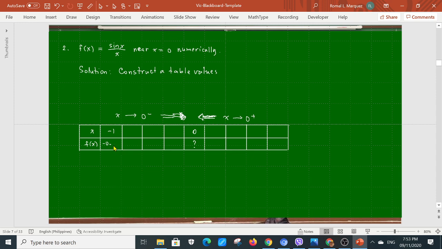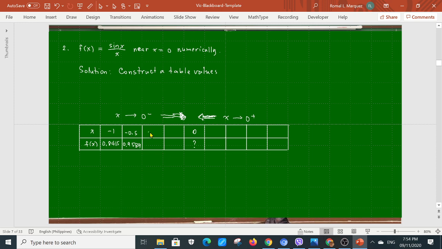I got something positive. Did you get a positive number, guys? So this is what I got. When x is negative 0.5, sine of negative 0.5 in radian mode divided by negative 0.5, this is what I got: 0.9589.